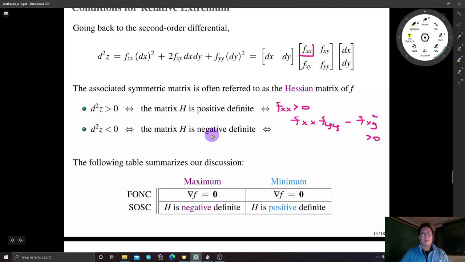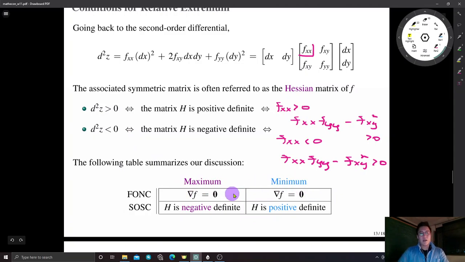Okay? And if the matrix is negative definite, so f sub xx is negative, but the determinant, f sub xx f sub yy minus f sub xy squared, is positive. And we know when the sign alternates like this, the matrix is negative definite. Okay? In this case, regardless of dx and dy, this quadratic form, in other words the second differential, is negative. Okay? Now we can summarize our discussion as follows.